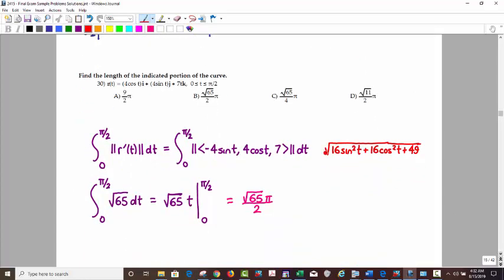Number 30. Same thing. So r prime is going to be negative 4 sine of t, which is the derivative of 4 cos t, and 4 sine of t has a derivative of 4 cos t. And then 7t has a derivative of 7. So the magnitude of this is going to be the square root. It'll be 16 sine squared plus 16 cos squared plus 49 under the square root.